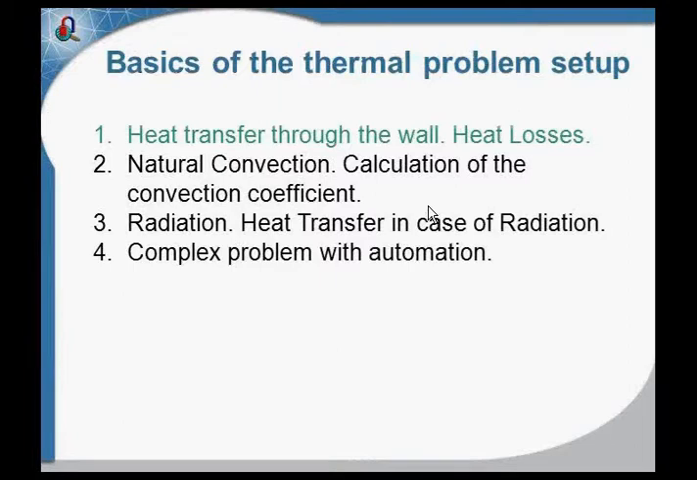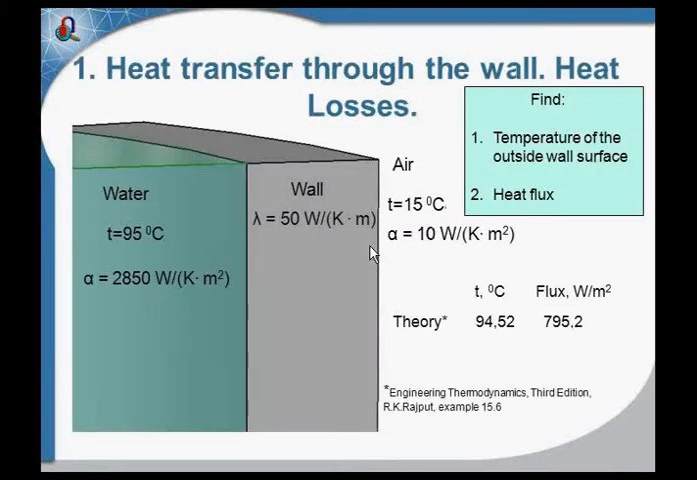Four types of problems will be reviewed today. First is heat transfer to the wall and heat loss calculations. Second is the natural convection problem with calculation of convection coefficient. Third problem is a radiation problem. It's a heat transfer in case of radiation. And problem number 4 is a complex problem with automation. Let's go to the first problem.